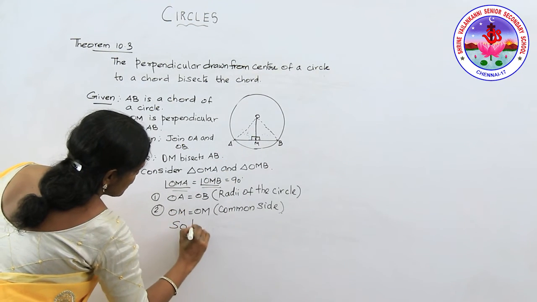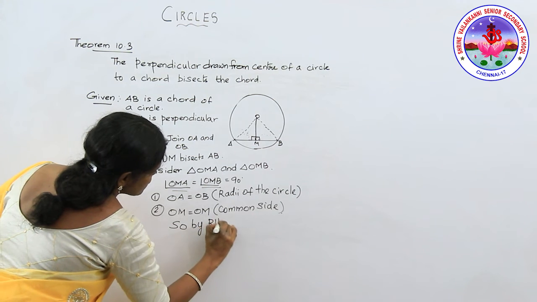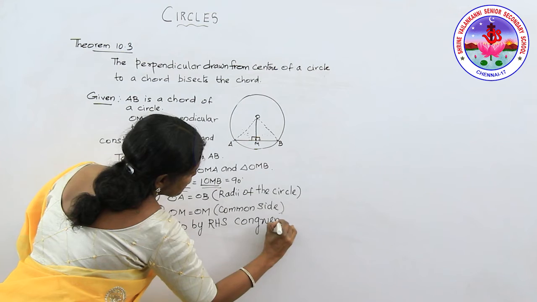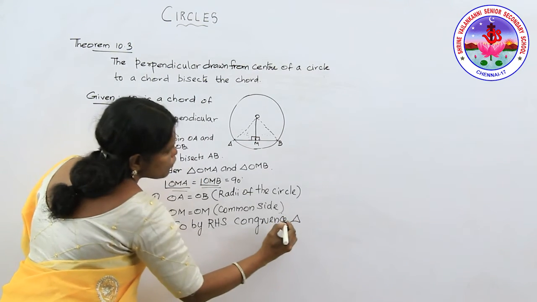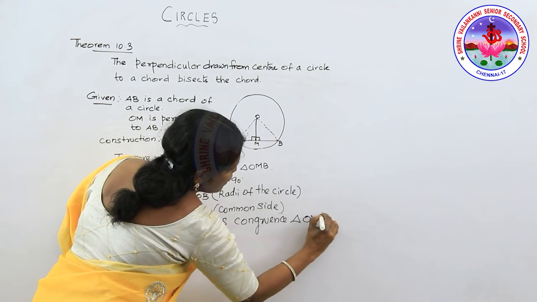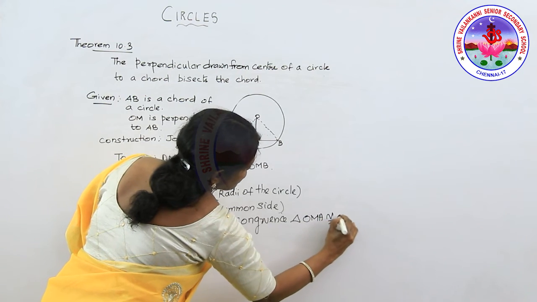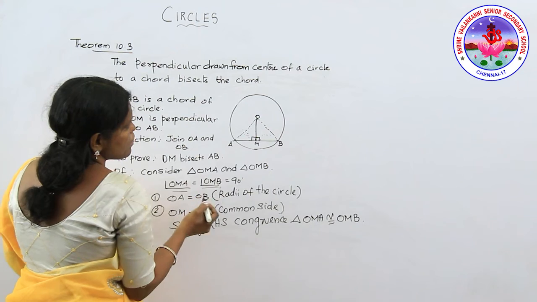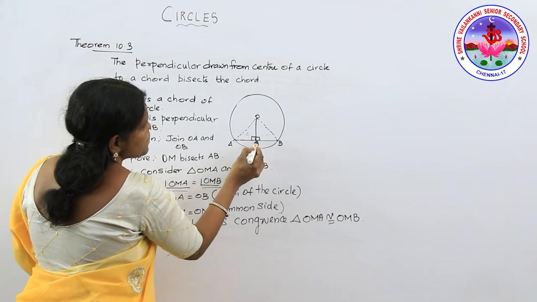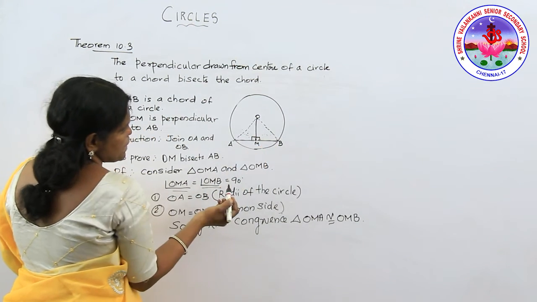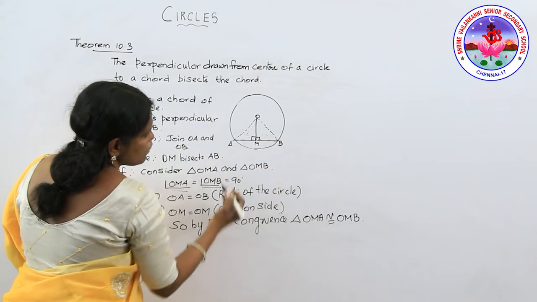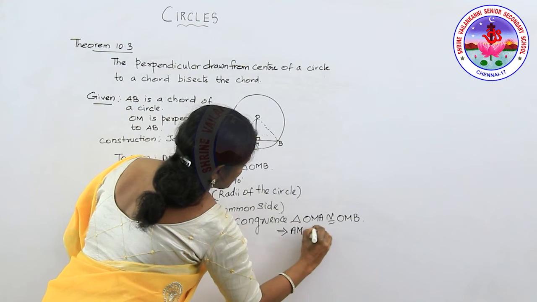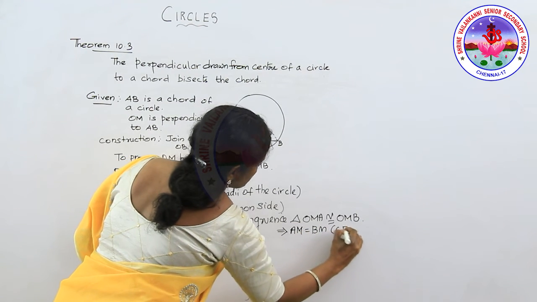So by RHS congruence, triangle OMA is congruent to triangle OMB. So I proved these two triangles are congruent, hence AM is equal to BM by CPCT, corresponding parts of the congruent triangles. So I write AM is equal to BM, CPCT.